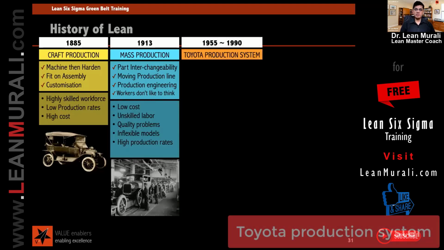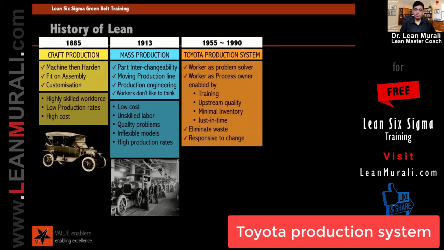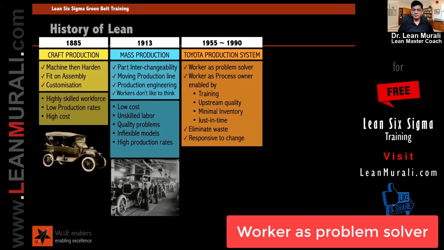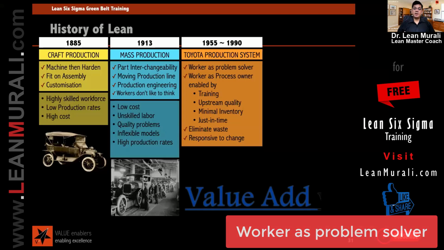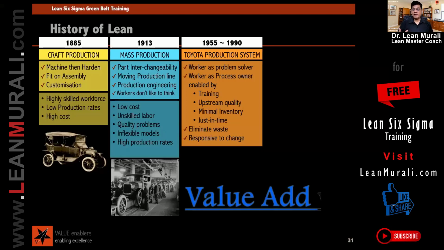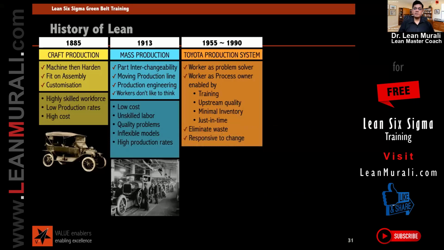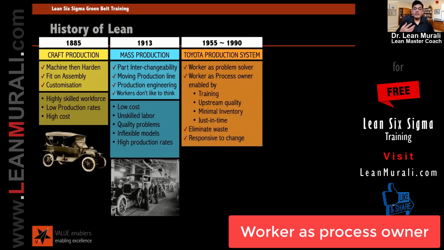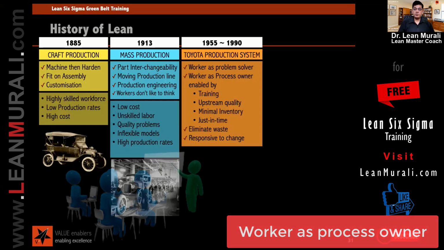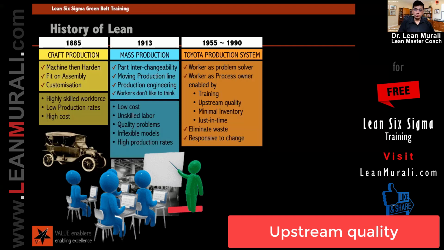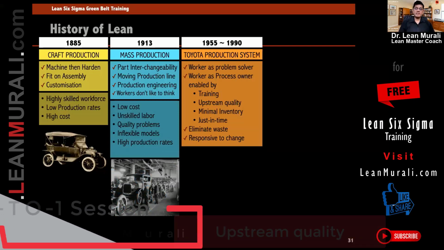Somewhere around 55 to 90, the Toyota production system started. That was the Ford Model T. Now, in the Toyota production system, these are some of the fundamental principles. Worker as a problem solver. The worker was the real value adder. In Lean, we are going to call them value adders. So the worker was a process owner. How did they get the ownership of the process? By training, making sure that quality is produced at source and not passed on to the next.